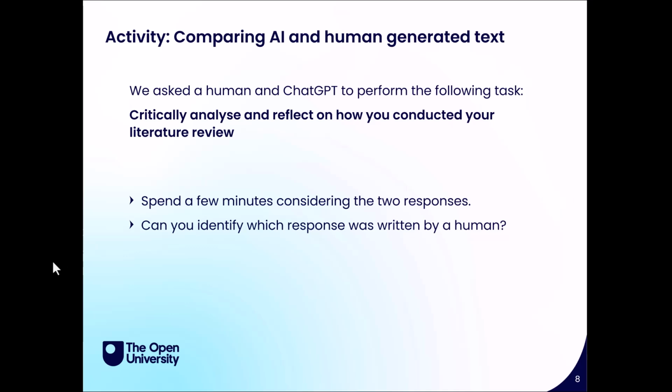Activity: comparing AI and human-generated text. One way to gain a better understanding of the limitations of AI is to compare AI and human-generated content. So we asked a human and a generative AI tool, in this case we used ChatGPT, to perform the same task. We asked them to critically analyse and reflect on how you conducted your literature review.